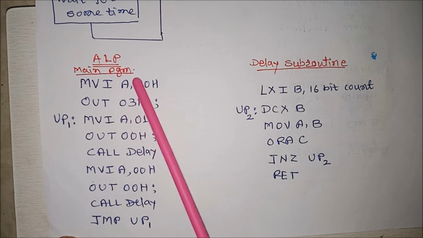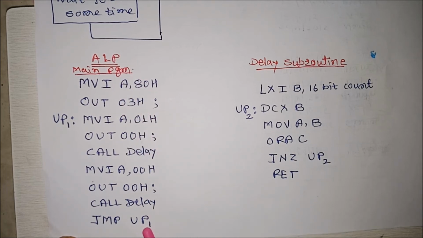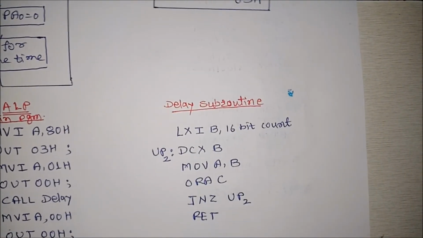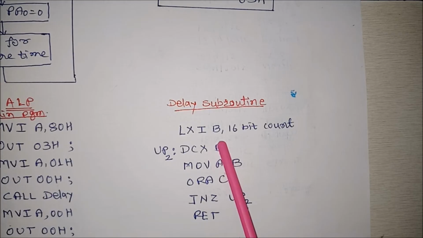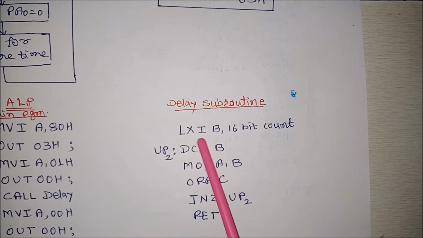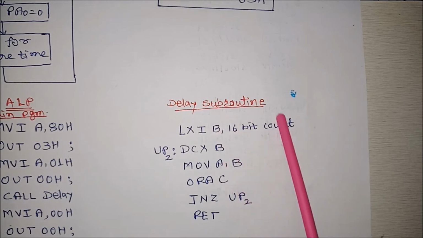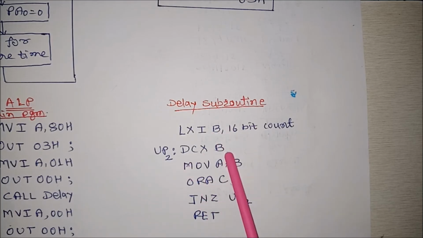Now this is my main program. What is the subroutine I need? That is nothing but the delay subroutine. If we focus on the delay subroutine, here I have used a register pair to perform the delay operation. The first instruction loads the extended register pair BC with some 16-bit count. Based on how much delay we require, I will find the value of this 16-bit count. This 16-bit register I will decrement with the instruction DCX B. But the DCX instruction will not affect the zero flag.